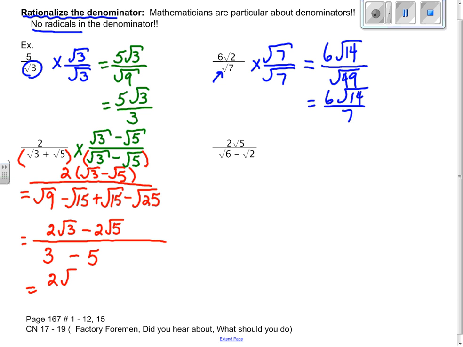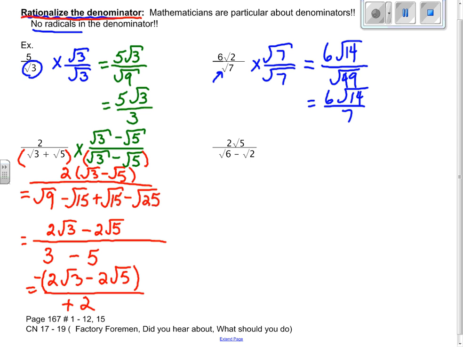Final answer, 2 root 3 minus 2 root 5, which is far uglier than before, but the bottom is minus 2, which is lovely. By convention, we don't normally have a negative on the bottom. We often indicate the negative on the top. So I'm going to rewrite it like that, and I have rationalized the denominator.